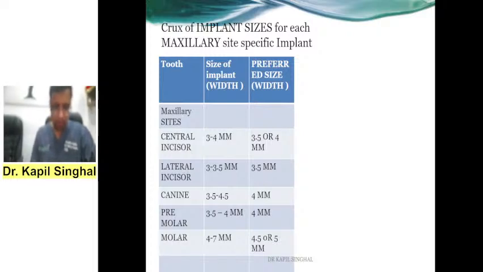Please remember, a 0.5 mm increase in the width of the implant increases the surface area of the implant by 12 to 15%. On the other hand, a 1 mm increase in the length of the implant increases the surface area by just 2 to 3%. It means the width of the implant is a more important criterion as compared to the length. So when you are using short implants, meaning the length is less, the width can be increased to increase the total surface area of the implant.